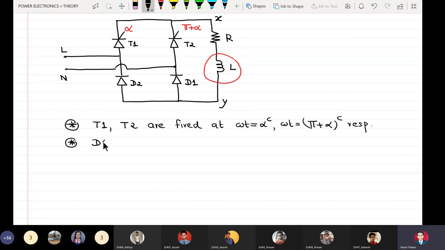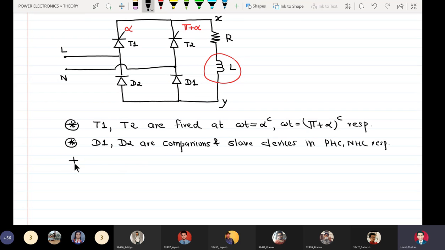We can say that D1, D2 are not the companions, they are companions and slave devices in positive half cycle and negative half cycles respectively. Okay, so D1 and D2 are called as slave devices in PHC and NHC respectively.